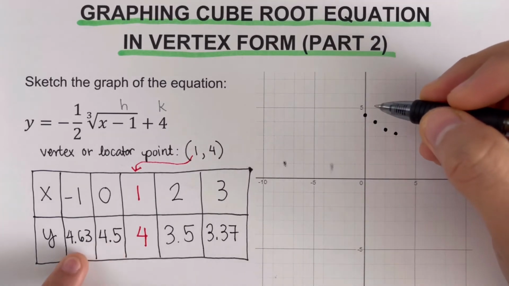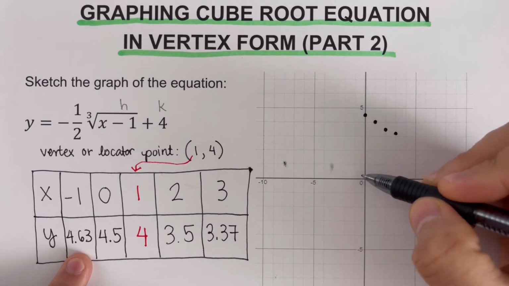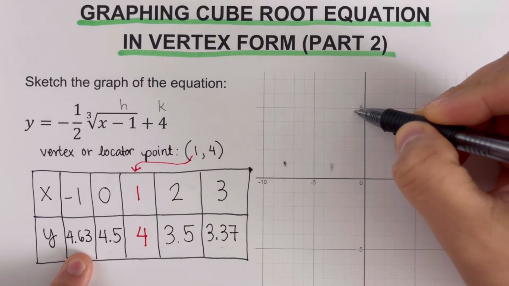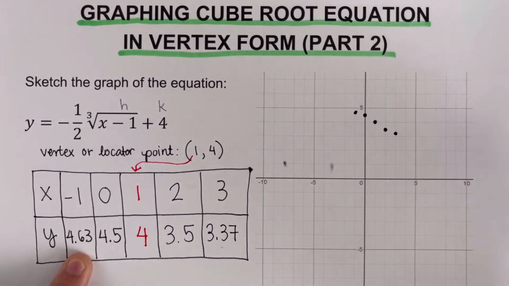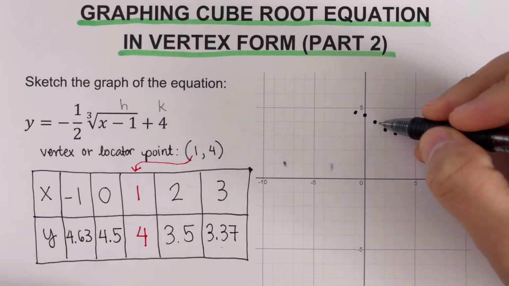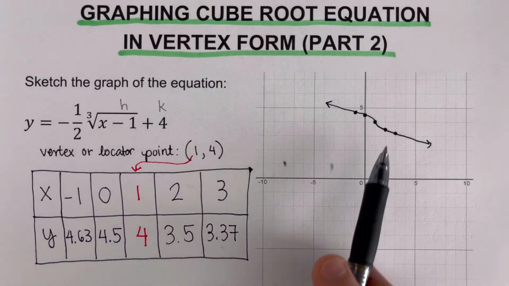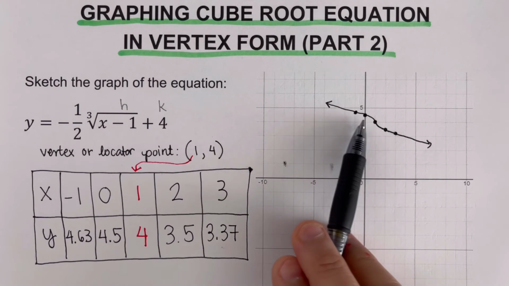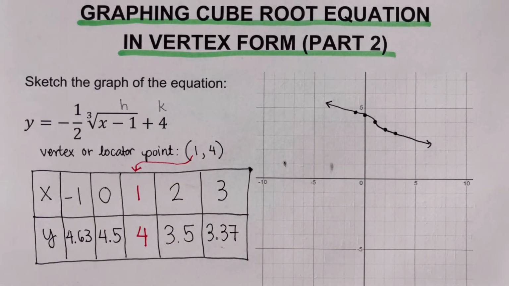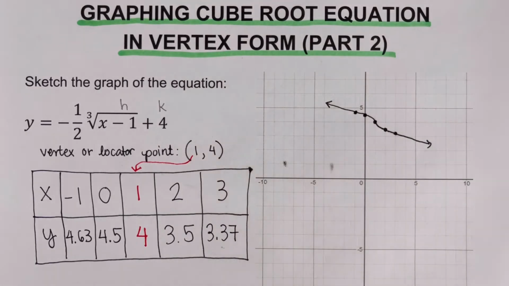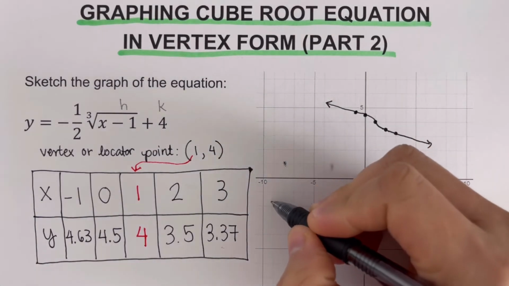And then we also have -1 goes with 4.63. So that's 4, 4.5, 4.63 should be a little above 4.5. And this is the graph. If you notice, this graph is going to the right infinitely and to the left infinitely. And at the same time, it's going to go up infinitely and it's going to go down infinitely. This tells us that the domain and range for this would be all real numbers. So I'm going to go ahead and write that down here.